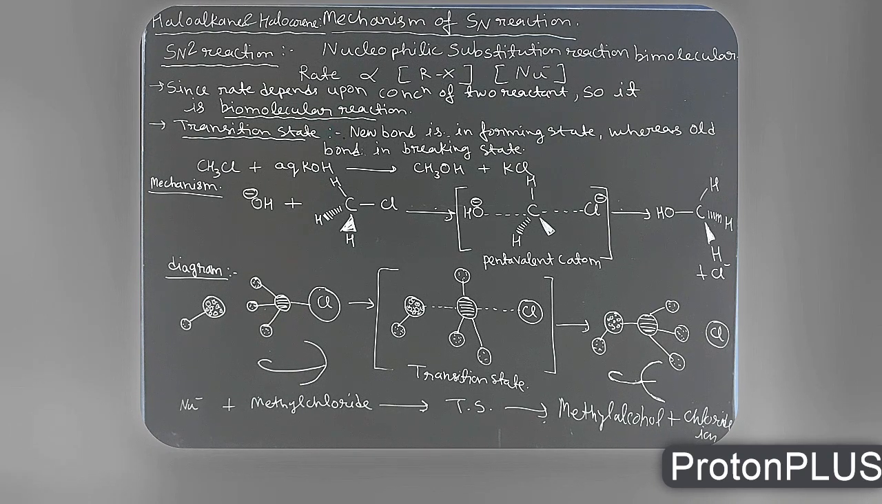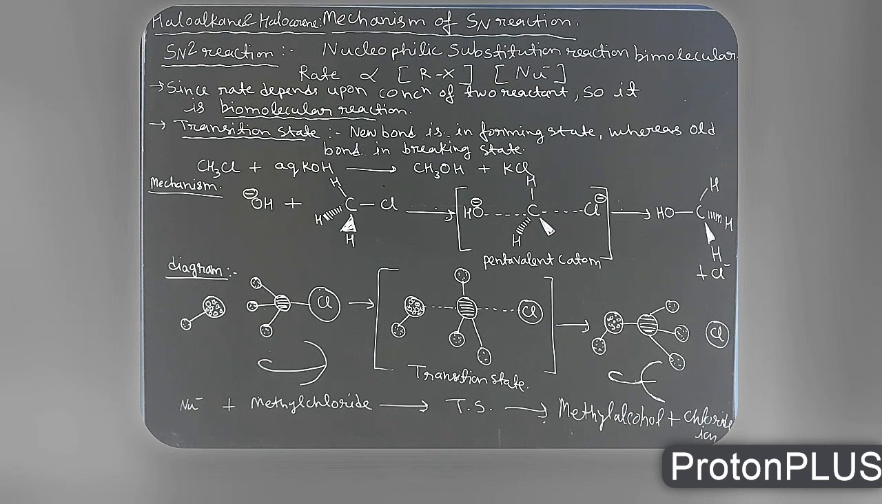The transition state is the state in which a new bond is in the forming state whereas the old bond is in the breaking state. For example, when methyl chloride reacts with aqueous KOH, it results in methanol along with potassium chloride. In the mechanism of the reaction, as you can see, the reacting molecule or substrate is methyl chloride. The substrate is the receptor in any reaction.